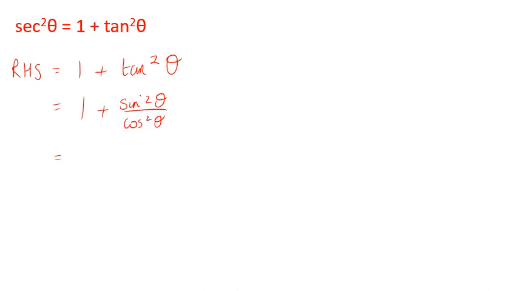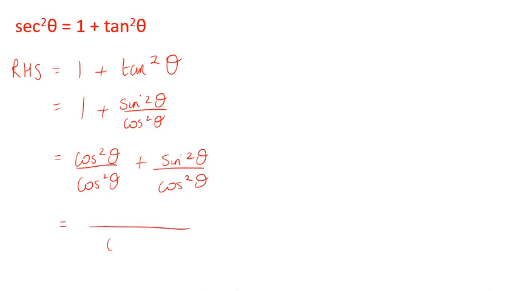And then the next step, well, if I want to add 1 onto a fraction, if you want to add fractions together, you want to try and make the denominators the same. So what I could do is, instead of writing 1, I could write that as cos squared over cos squared theta, because obviously that is the same as 1. And by writing it that way, it has the same denominator as the other fraction. So I can now add them together because they have that same denominator. So I can add the numerators, cos squared theta plus sine squared theta.